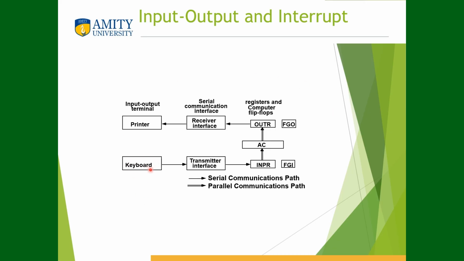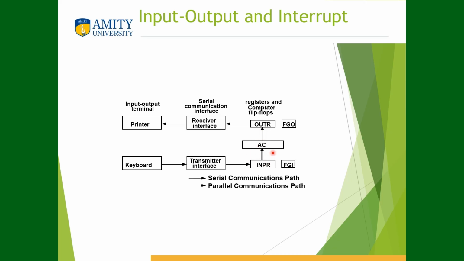We have a keyboard, which is an input device. It is connected to the transmitter interface, which transmits the data serially to the input register. We also have a printer, which is the output device, which is connected by the receiver interface to the output register. So whenever we have an output, it is sent to the receiver, and that sends it to the printer. Same way, whenever we have an input, we send it to the transmitter, and it goes to the input register.